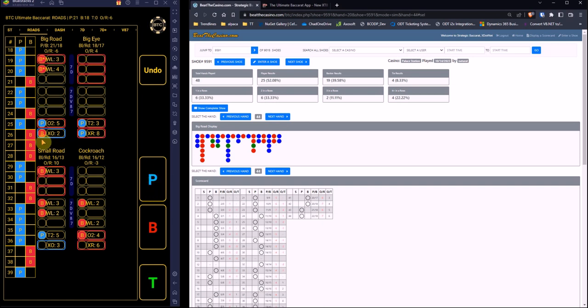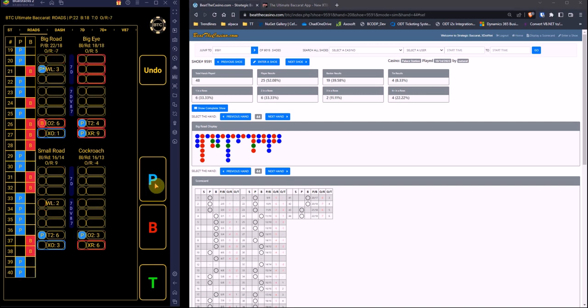Okay, so we had XO2. Opposites are losing, but it's still going to recommend the opposite because the opposite count is still leading over the entire shoe. Okay, so we went to player. Let's get to the next event.